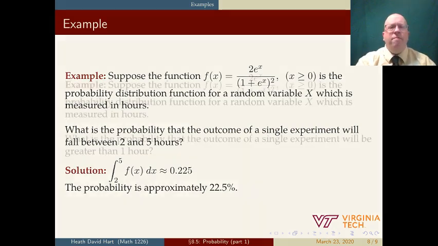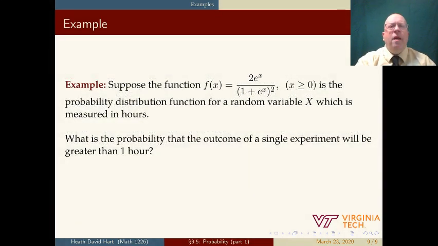Same function. What would be the probability that the outcome is greater than 1 hour? So we have to solve. We know we're going from 1 hour, but we don't have an upper bound. And since this is an improper integral, we'll take the limit as t goes to infinity of the integral from 1 to t of f of x.